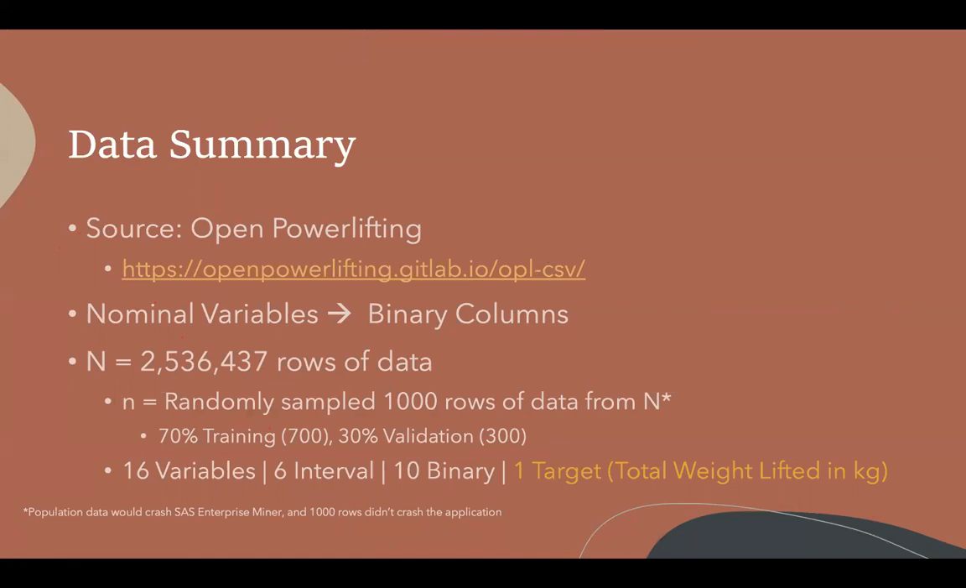As I said, there are 2.5 million rows of data. Unfortunately, SAS Enterprise Miner kept crashing when I tried to roll that in. So our sample size is 1,000 randomly sampled rows from that 2.5 million row source. I allocated 70% of this to be training data and 30% to be validation data, which comes out to 700 and 300 data points respectively. There are 16 variables, 6 are interval, 10 are binary, and we have one target variable, which is the total weight lifted in kilograms, the powerlifting total between squat, bench, and deadlift.